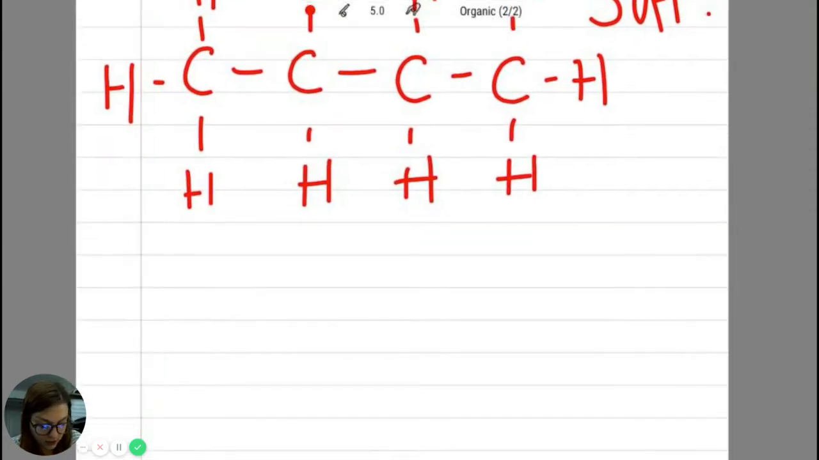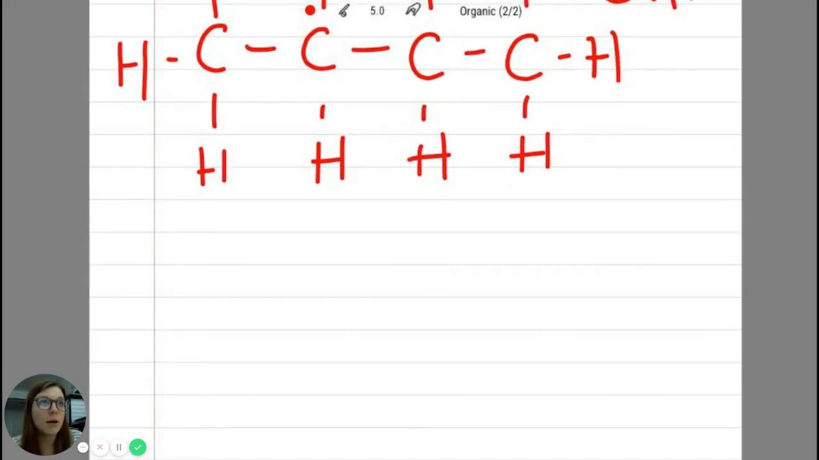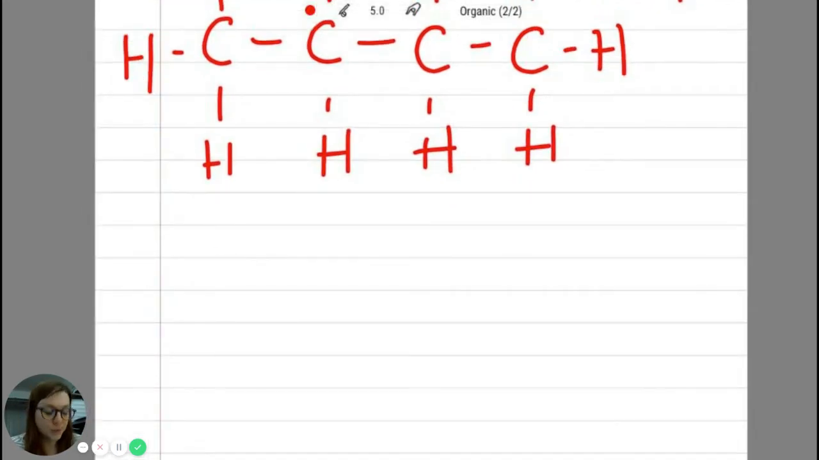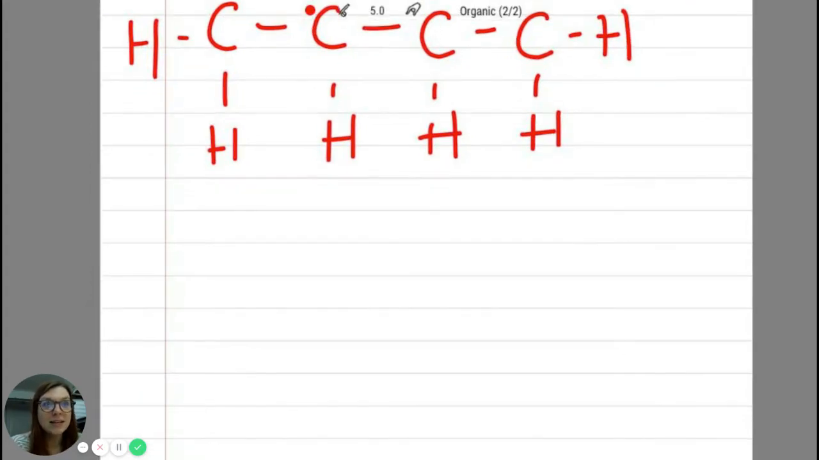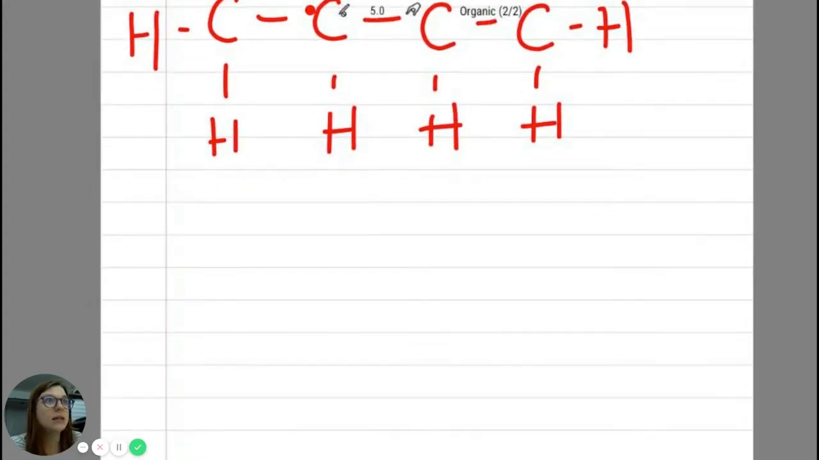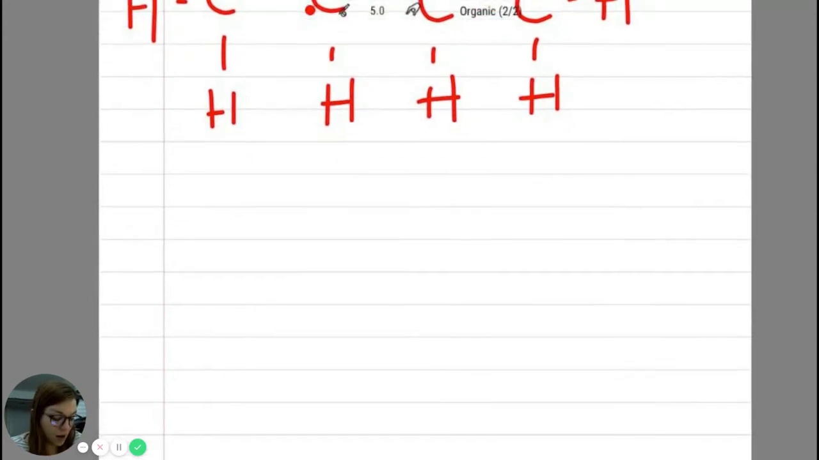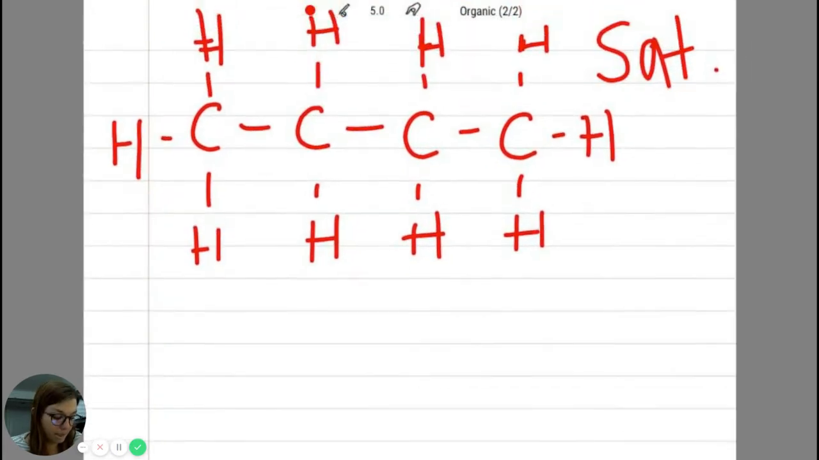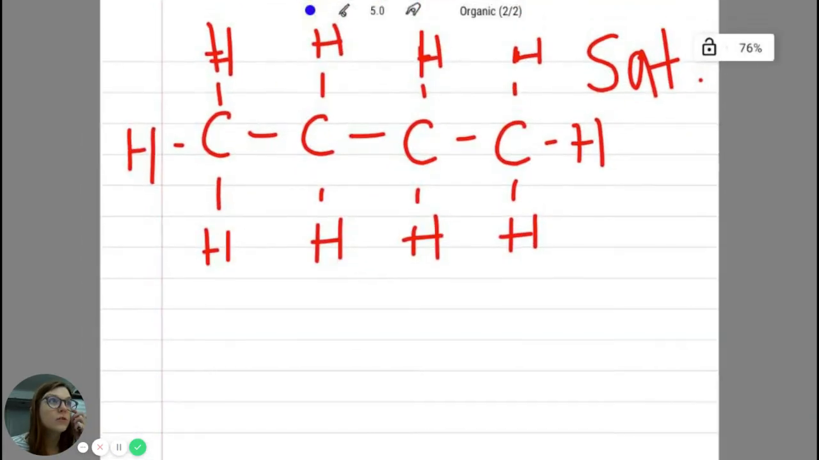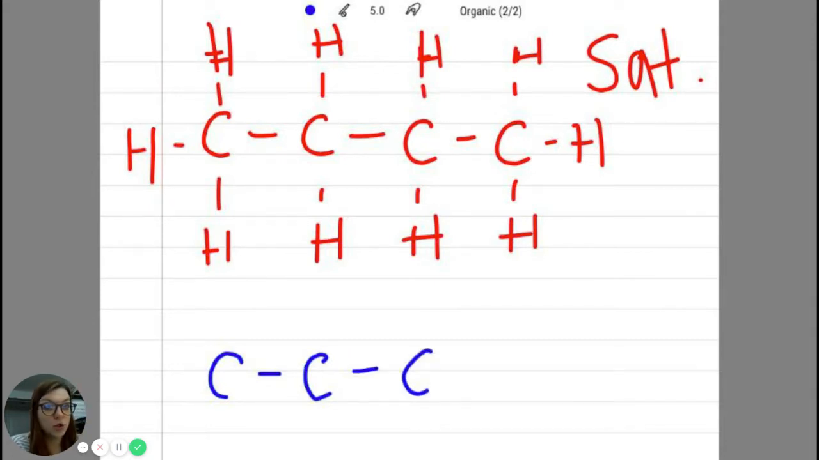So let me just draw that in a different color. I'm going to draw butene. So butene, the ENE at the end of that indicates an alkene. My program is lagging a little bit. Okay, so butene, the but is going to tell me that it has 4 carbons. Let's say this is 2-butene. So I want my double bond to be on carbon 2.